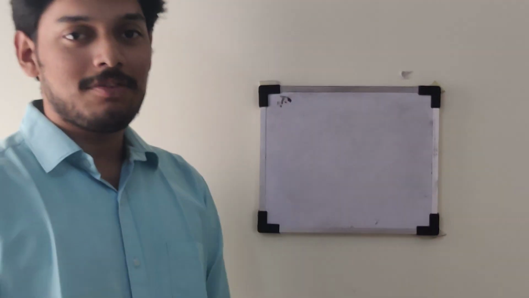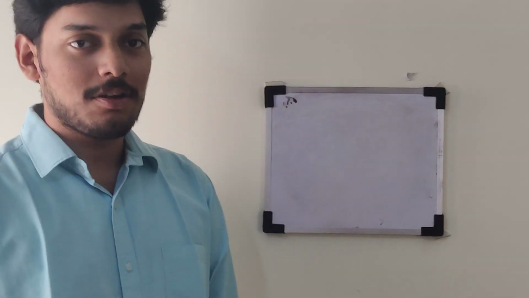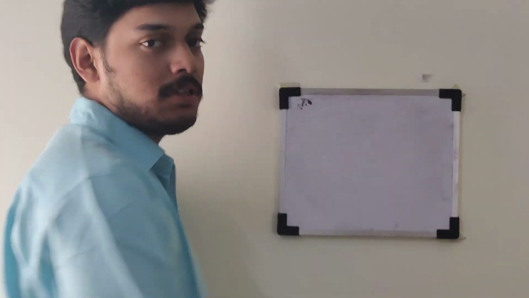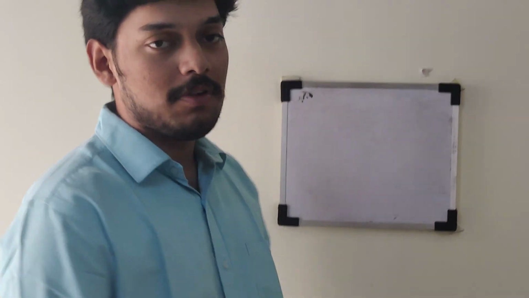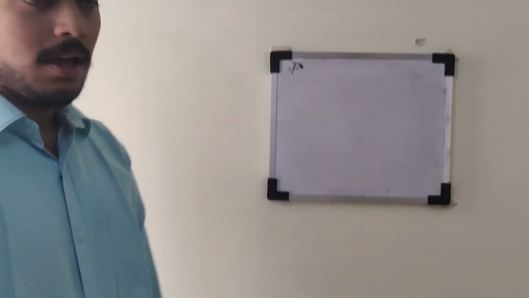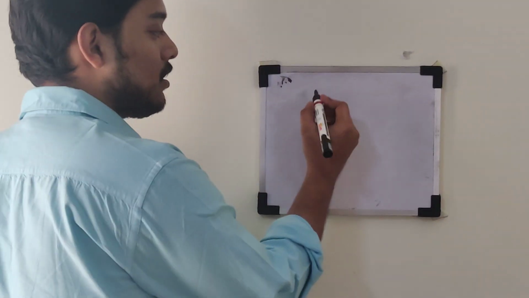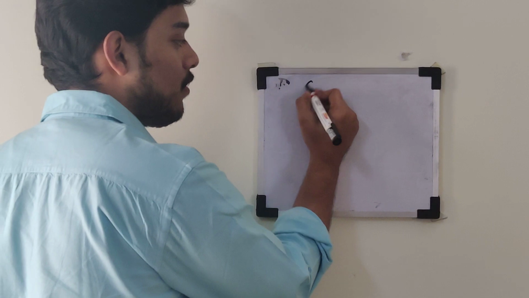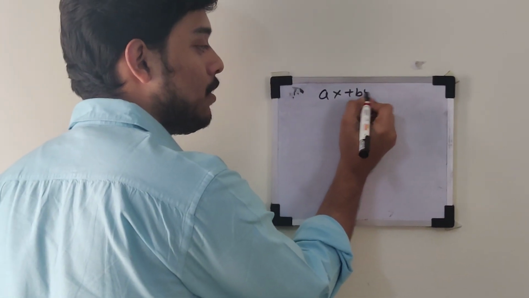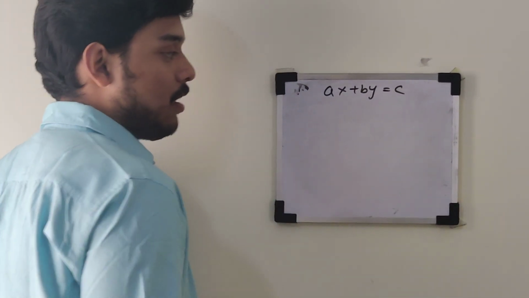In the last video we have seen a problem on quadratic equation. Now we will see a problem on linear equation. In the quadratic equation we will have the equation in the form of ax square plus bx plus c, and in the linear equation we will have the equation in the form of ax plus by is equals to c.